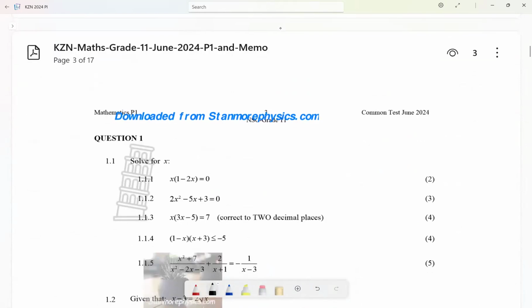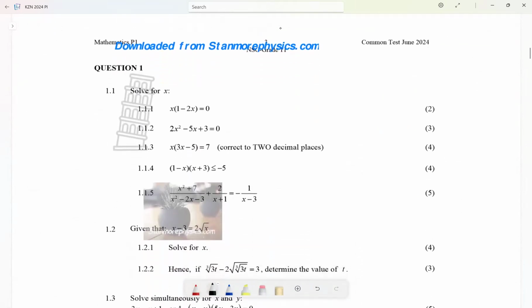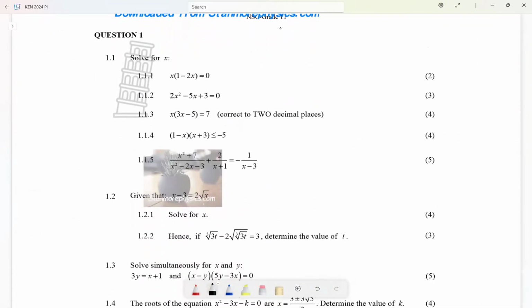So we have now question 1, which we all know is equations and inequalities. Now we have 1.1 saying to us, solve for x. So we have x into 1 minus 2x is equal to 0, something like x(1 minus 2x) is equal to 0.